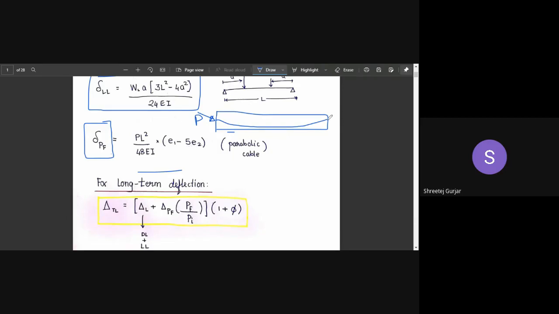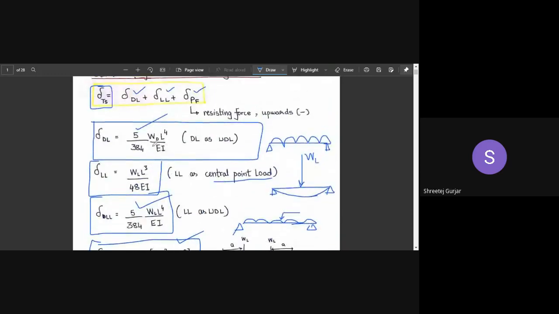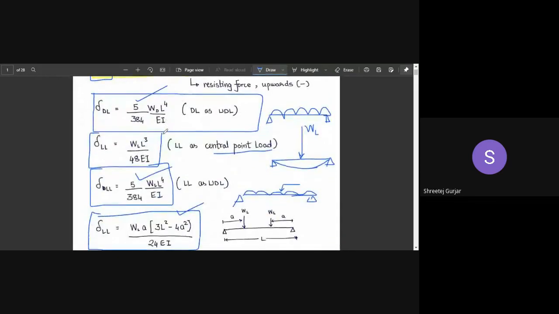E1 is the eccentricity of your tendon at this part, and E2 is the eccentricity at this part. It will be clear once you solve a problem. So these formulae you need to remember, so that we are able to solve your numericals.